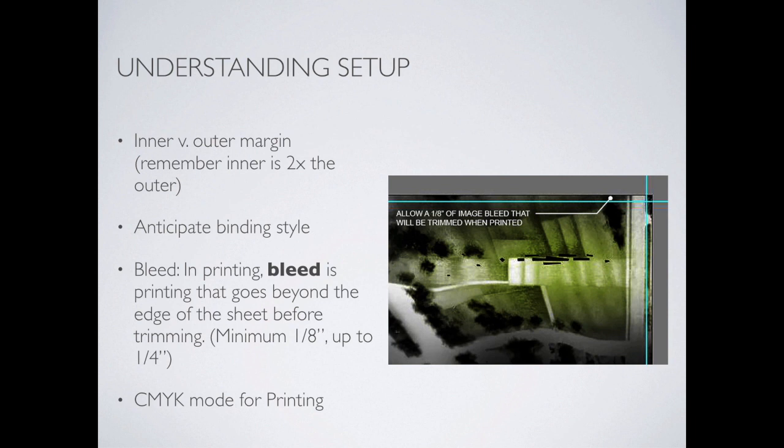So the one last thing is that because this is a print document, the color space should be set up as CMYK, or it should be intended for print. The reason that it's CMYK is because these are the inks that are going to be used coming out of the printer: cyan, magenta, yellow, and key, or black. Those are going to be the colors that are used. So we want to be in that color space.